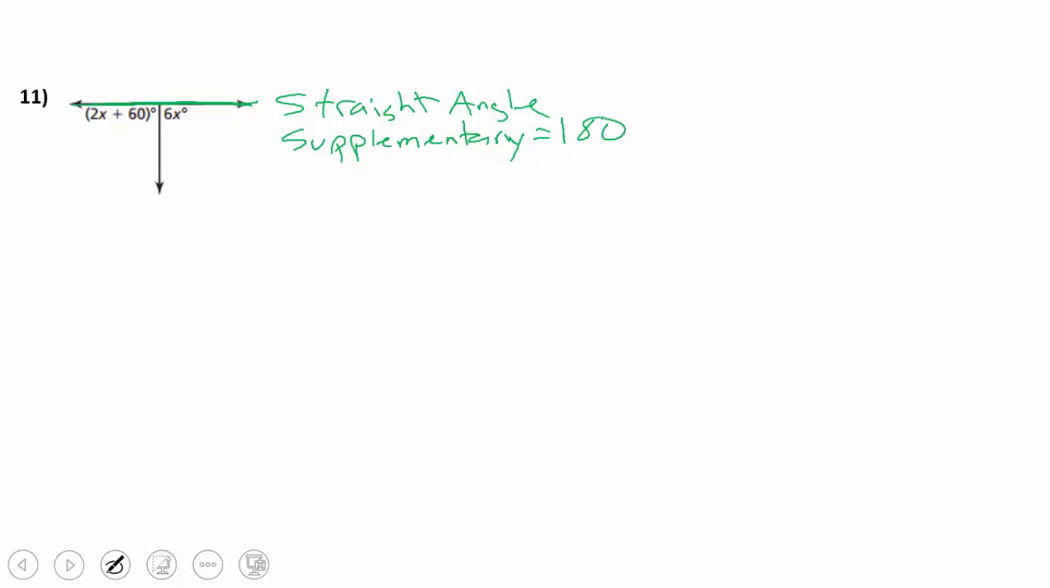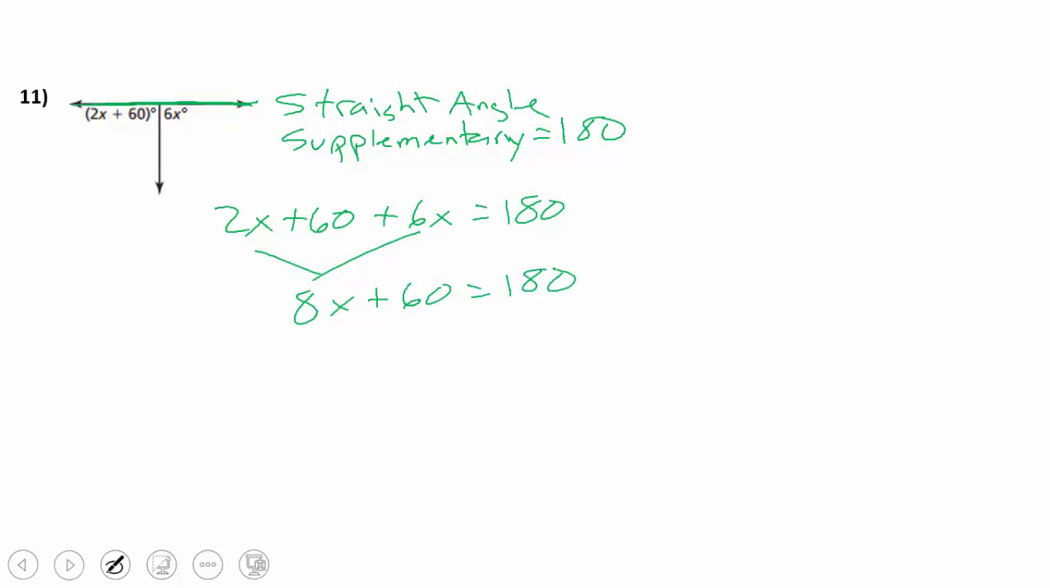Well, that may in fact be true when we're done. You should never assume, because there are many times that they will give you that one is 89 and one of them is 91. So you might want to make sure you just do the math. These two angles, the 2x plus 60 angle added to the 6x angle, must equal 180. Combining, 8x plus 60 is 180.